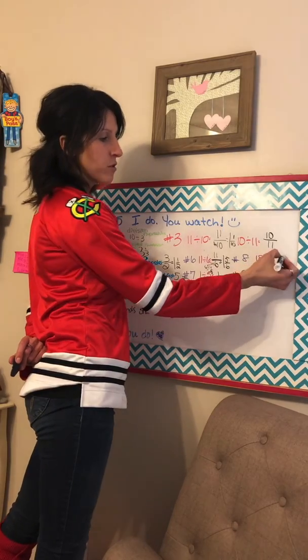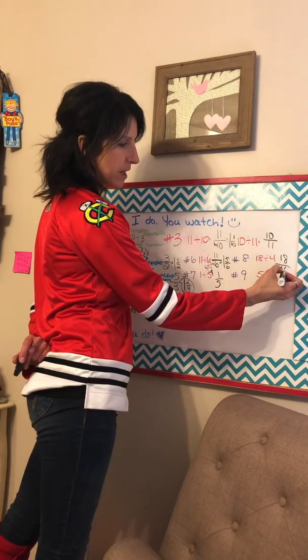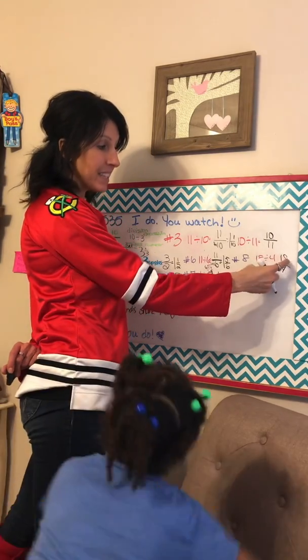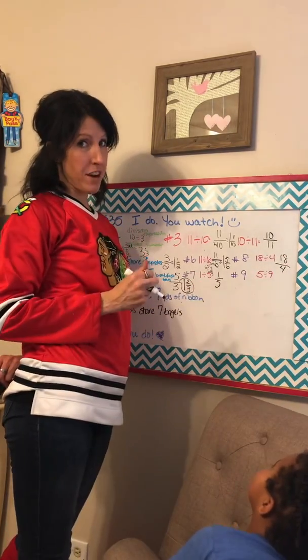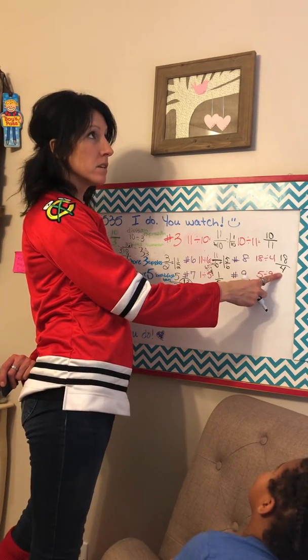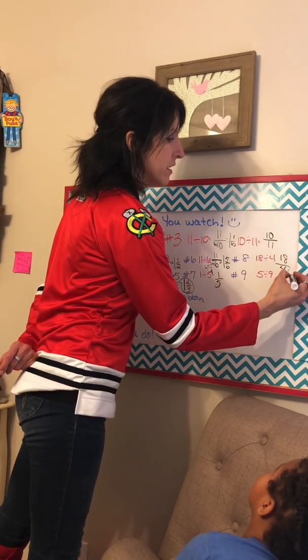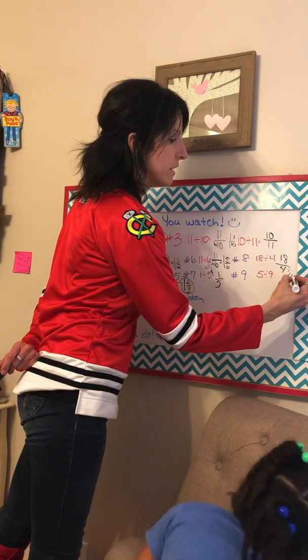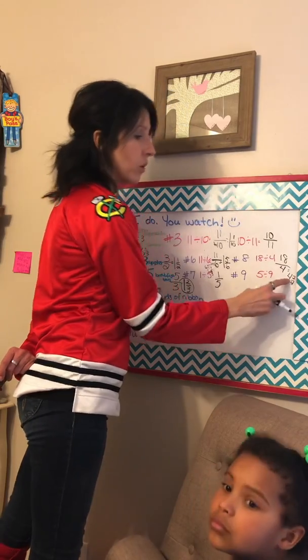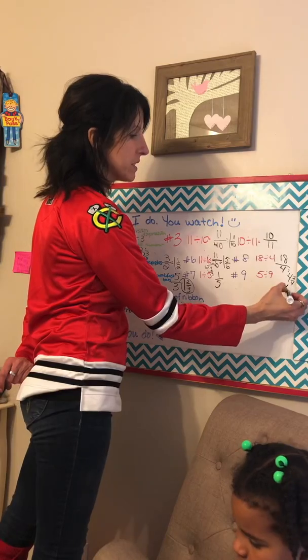Number 8. 18 divided by 4. Head, shoulders, knees, and toes. 18 divided by 4. Start at the top, go to the bottom. 18/4 is an improper fraction. So how many times does 4 go into 18? 4 times 4 is 16, right? So it's going to go in 4 times. We're going to have 2 left over, 4 2/4. Or we know that 2/4 is exactly 1/2, so 4 1/2 is what that can be simplified to.